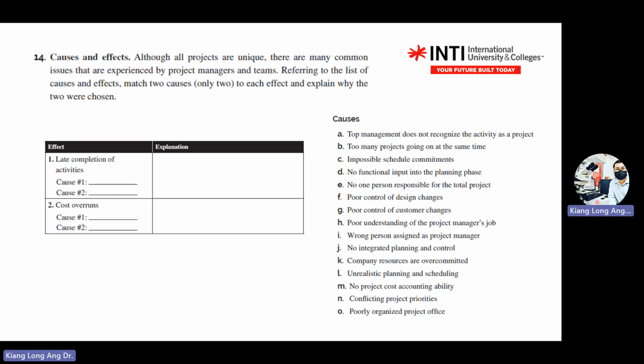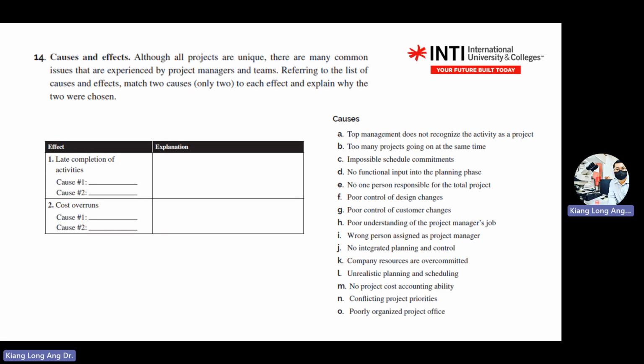Okay, number 2, let's say I put this one, the cause number 2 for late completion of activities. So you elaborate. Too many projects going on at the same time. You explain why too many projects at the same time can cause late activities. You think of the resources. When you have a lot of things on hand already, you have limited time and work hours and all this. You elaborate.